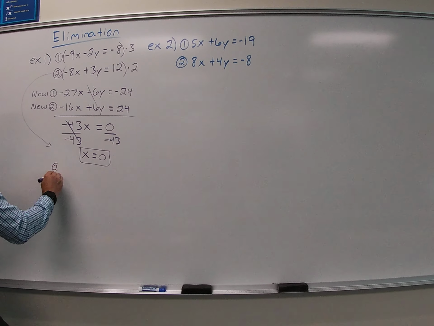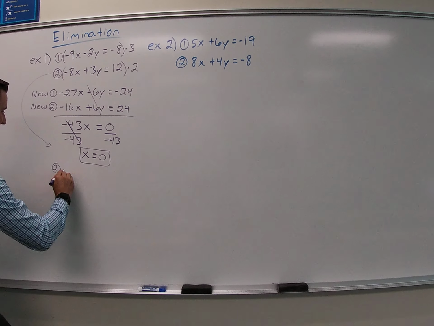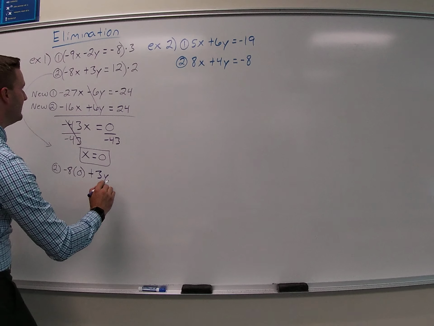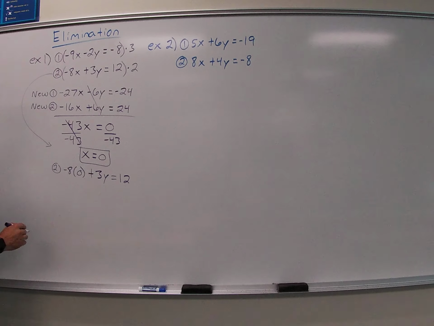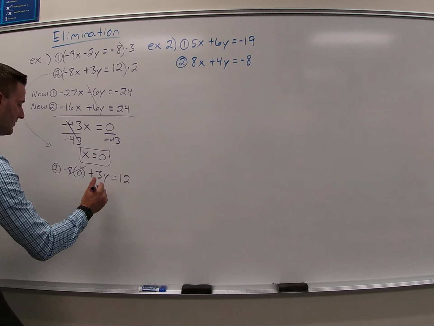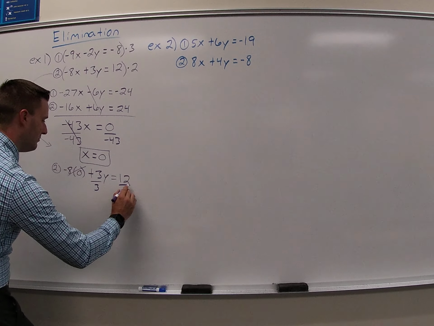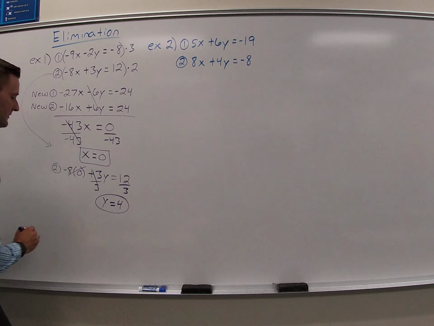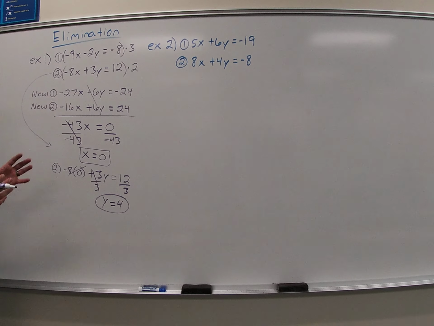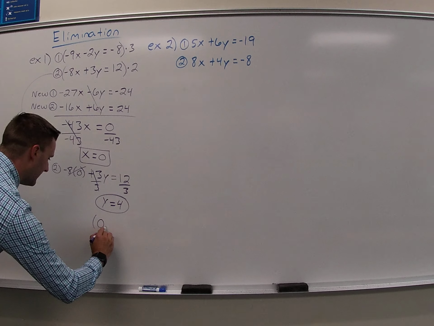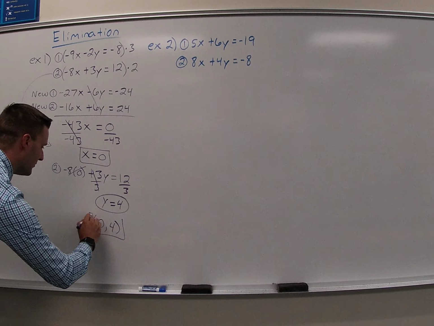Using line 2 from above, I'm going to replace everywhere I have an x with 0. So this is negative 8 times 0 plus 3y equals positive 12. Now, negative 8 times 0, anything times 0 is 0, so those are gone. So now I have 3y equals 12. To get that by itself, I'm going to divide both sides by 3, and I get y equals 4. Now we have our solution. If we were to graph these, we would get 0, comma 4. And so that is what we're going to write as our final answer: 0, comma 4.